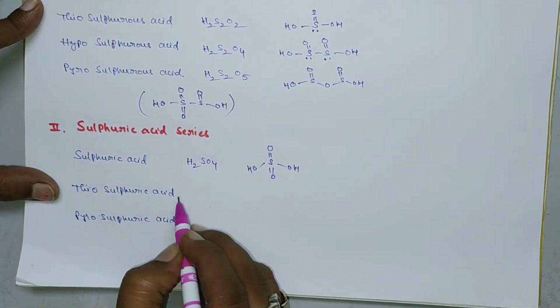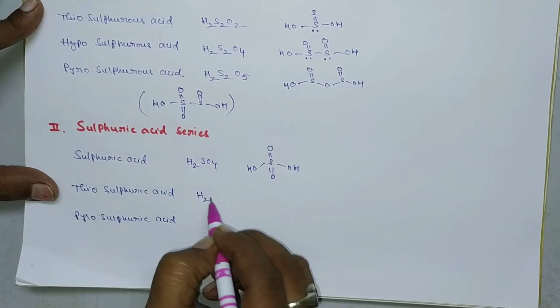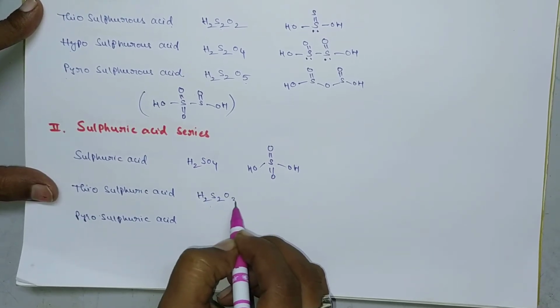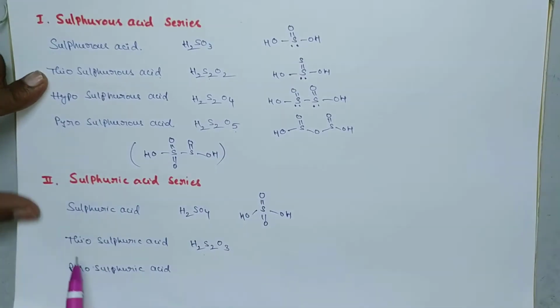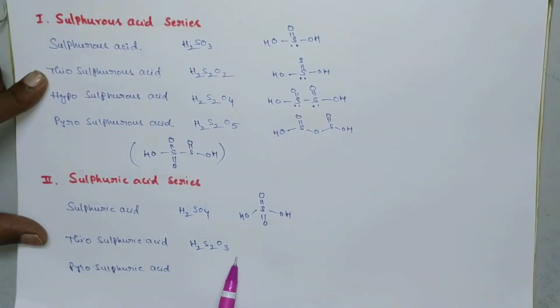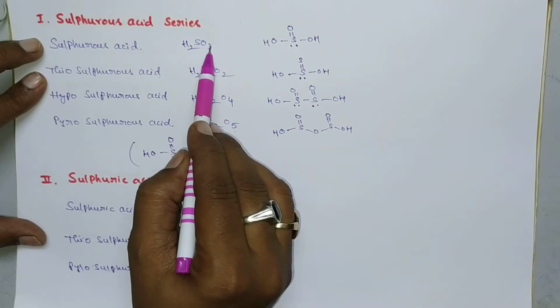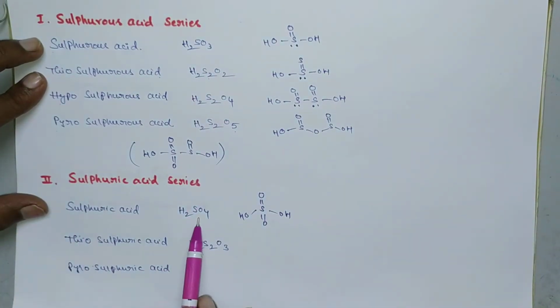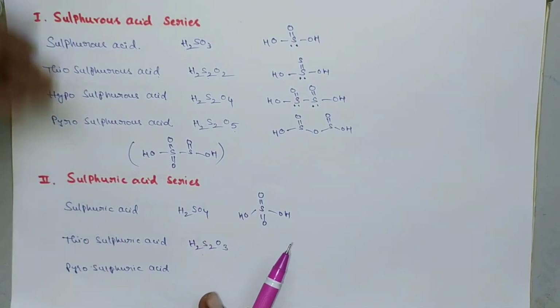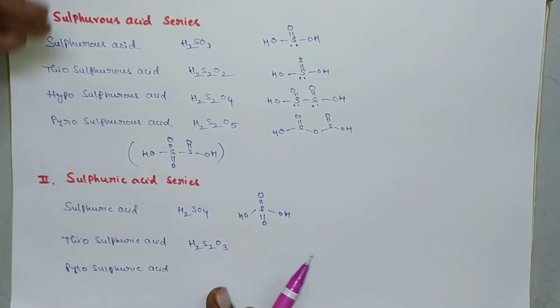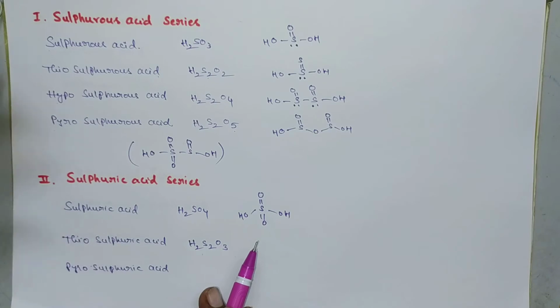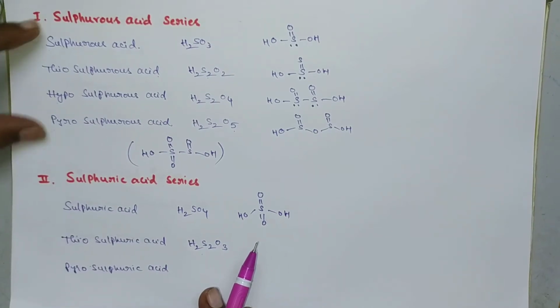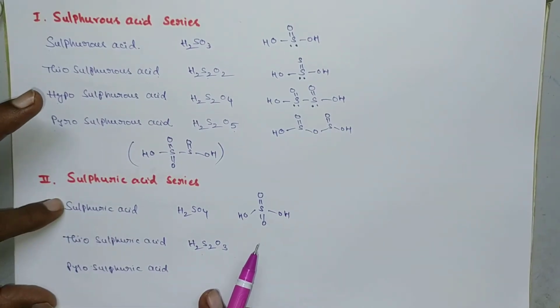So thiosulfuric acid means H2S2O3. Here thiosulfurous acid means H2S2O2. Thiosulfuric acid means H2S2O3. Sulfurous means H2SO3. Sulfuric means H2SO4. Okay, clear? You have to remember like this. You have to increase the content of oxygen since the oxidation state goes on increasing. So here all these possess lower oxidation state, these possess higher oxidation state.